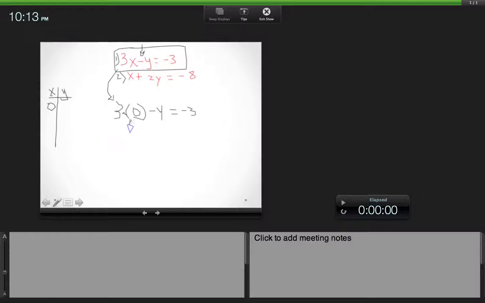So I'm going to have 0 minus y equals negative 3. So I have negative y equals negative 3. Okay, so negative y equals negative 3. And this is like a negative 1 times y, right? So if I want to solve for y, I then have to divide both sides by negative 1.